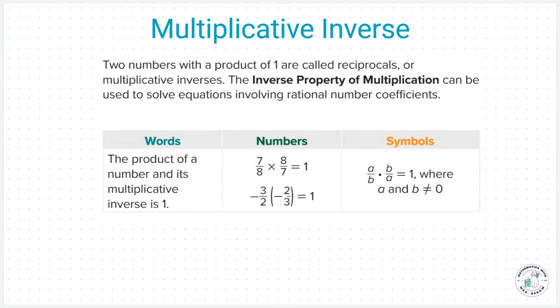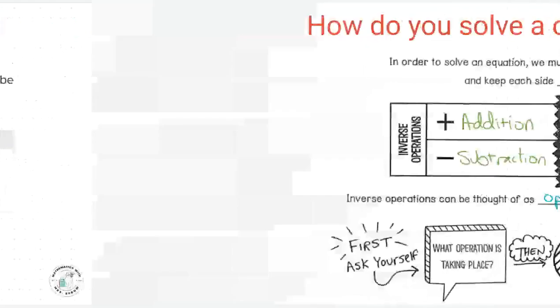Another piece that's important as we work with solving equations is the inverse property of multiplication, knowing that the product of a number and its multiplicative inverse is 1. So basically, to undo a fraction that's being multiplied to our variable, we're going to multiply by its inverse, right? This multiplicative inverse. So we'll see some examples of that in this video as well.